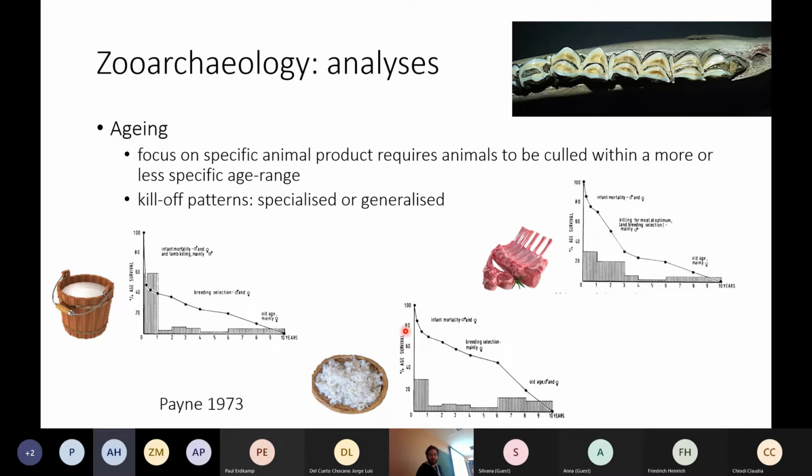In this other case, you can see most of the animals surviving into elderly ages, and these are sheep, and so this is a typical pattern of sheep herding focusing on wool production. Now, these are sort of very specialized patterns. Most of the times, obviously, what we get are mixed patterns. Because obviously, in several human communities in the past, it would have made sense to have a generalized exploitation of animals.